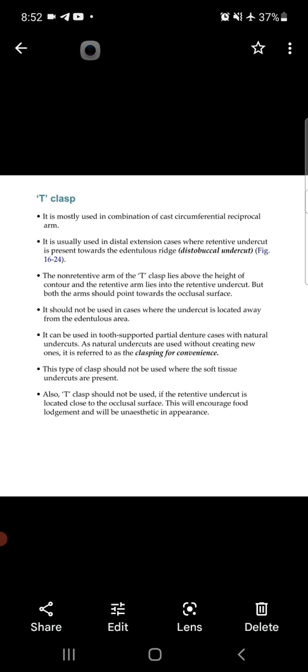This type of clasp should not be used where soft tissue undercuts are present. Also, the T clasp should not be used if the retentive undercut is located close to the occlusal surface, due to aesthetic reasons. If the retentive undercut is located close to the occlusal surface, there will be two problems. Number one, food lodgement. Next, there will be an unaesthetic appearance.